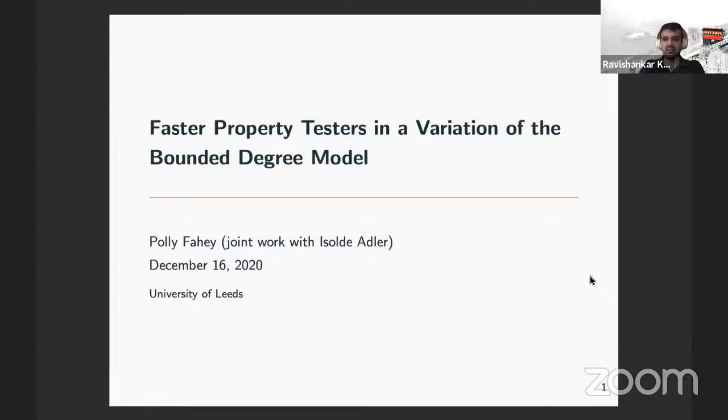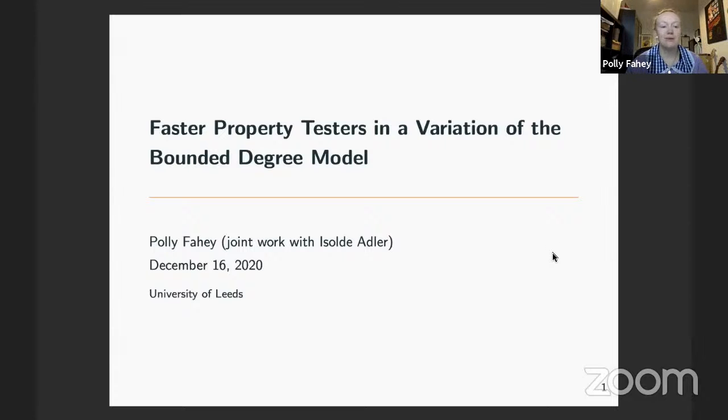Okay, maybe we can start. So the next talk, the last talk of this session, is on faster property testers in a variation of the bounded degree model. And it's by Isolde Adler and Polly Phi. And Polly will be giving the talk. Apologies for mispronouncing any names in this session.